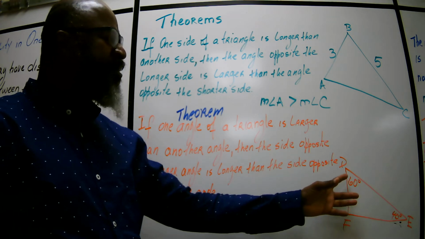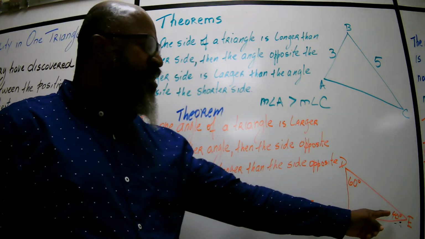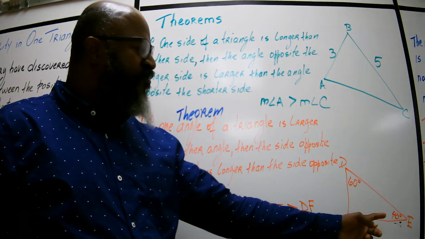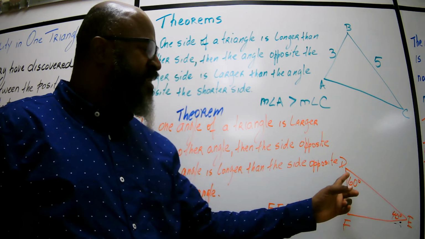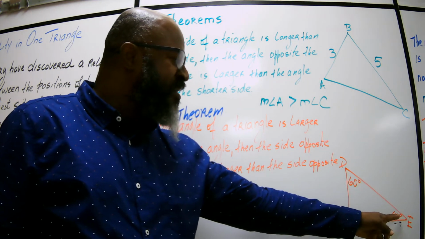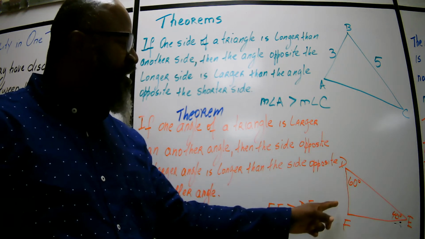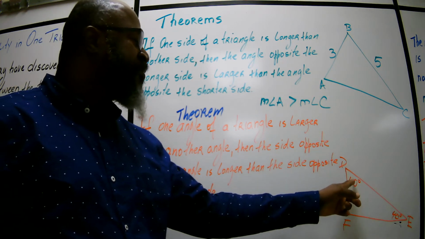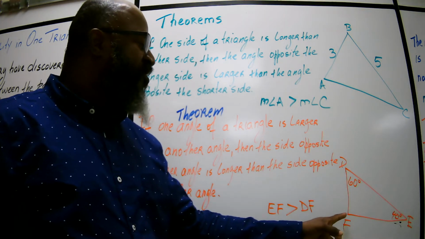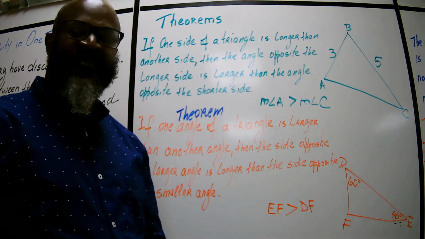We have the following two angles. Angle D is 60, angle E is 40. Therefore 40 is less than 60. So the side that is opposite to angle E is DF. Therefore DF will be shorter than the side that is opposite to angle D. Therefore EF will be greater than DF.